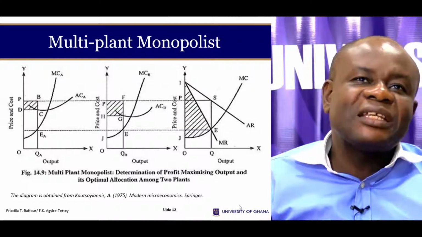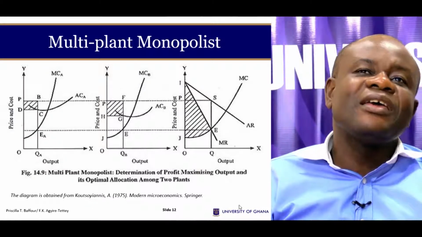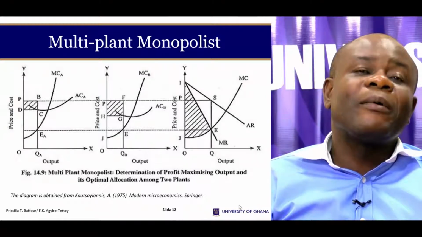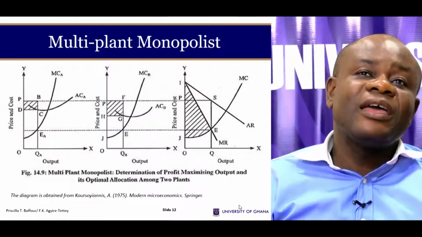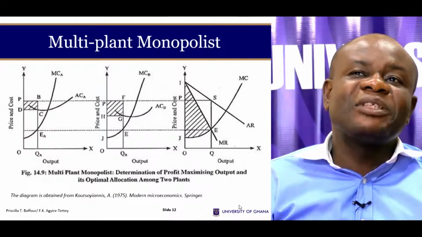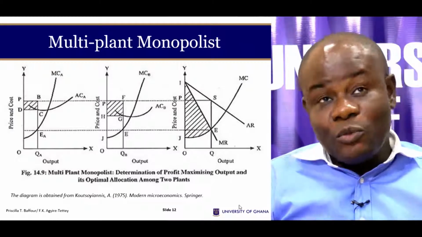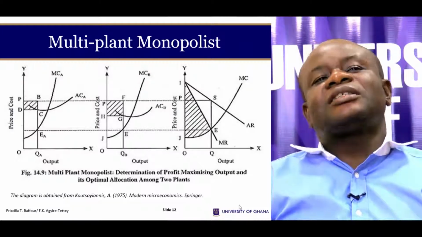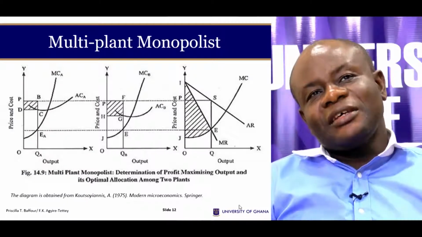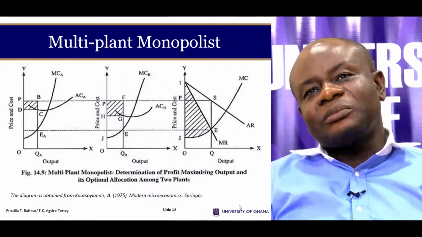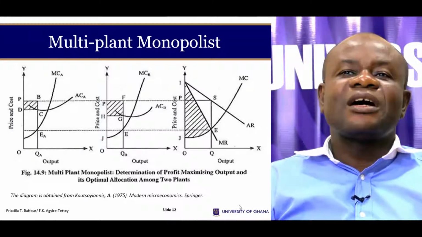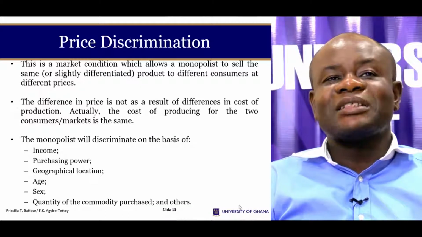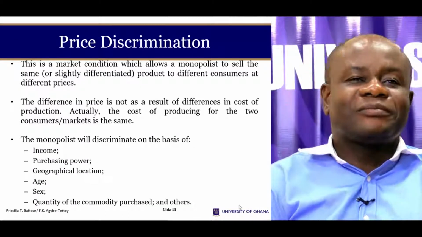So we are saying that you must allocate output in such a way that marginal cost A must be equal to marginal cost B, which equals the total marginal cost. And when that happens, the firm maximizes its profit.